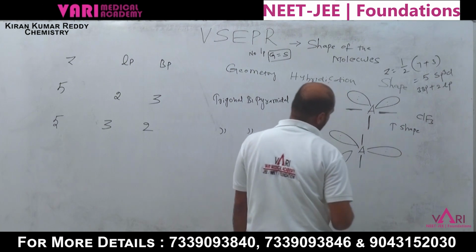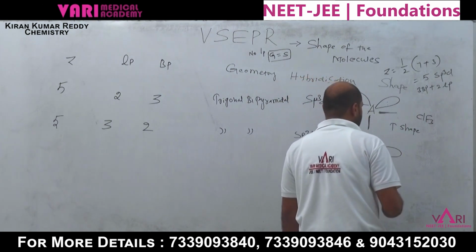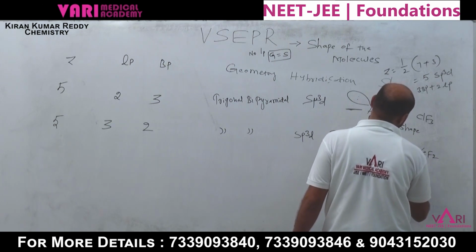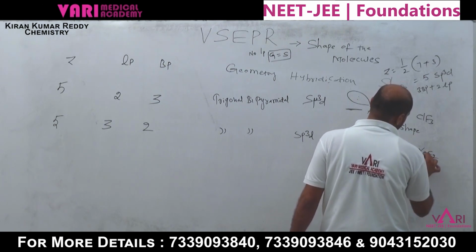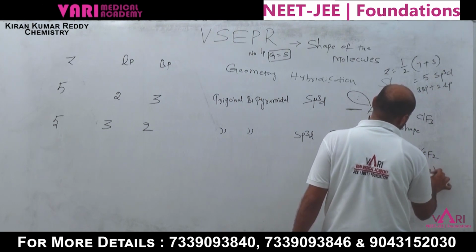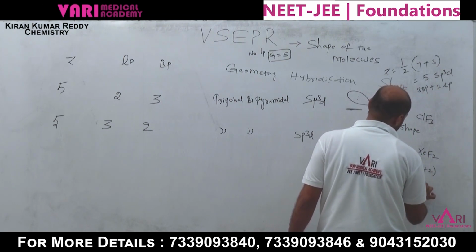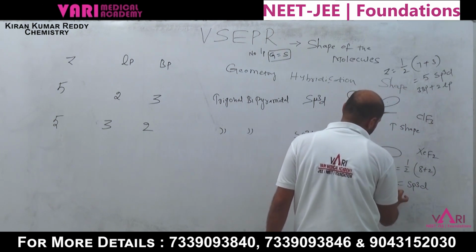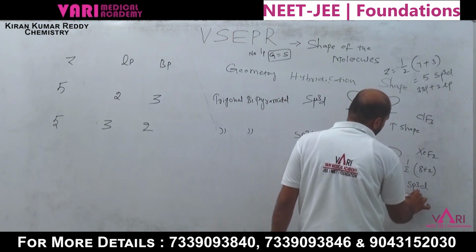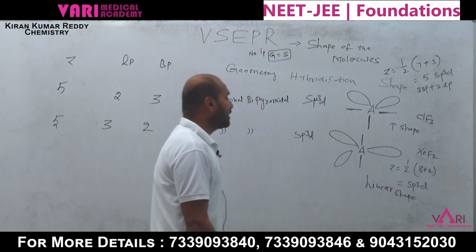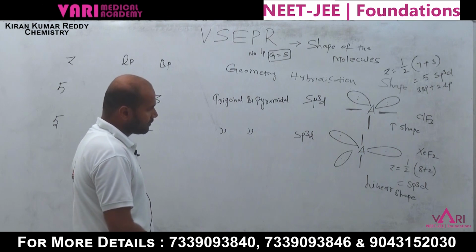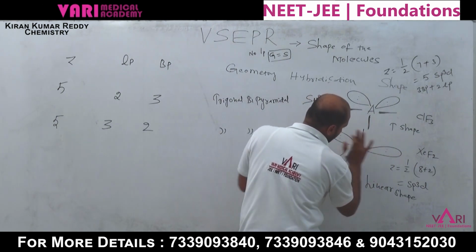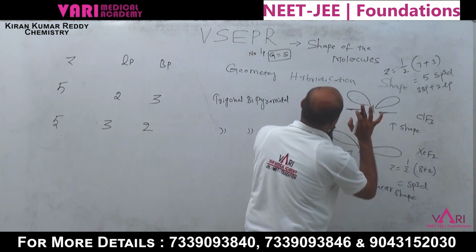What is the shape? One example is XeF2. We can take XeF2, Z is equal to half of xenon 8 plus 2, that is 10, sp3d hybridization. What is the shape? This one, linear shape. This is a linear shape molecule. XeF2, xenon difluoride. What is the shape? Linear shape.